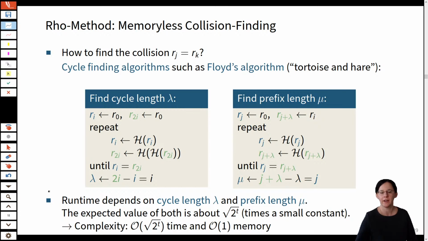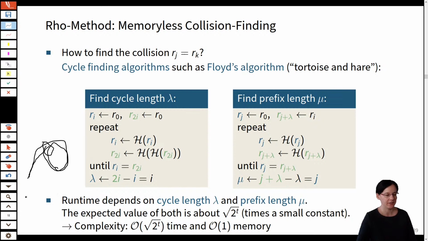So how does the Floyd algorithm work? It actually has two separate steps. First, it tries to find out what the length of the cycle is that I have. So if I draw the cycle again here, first it tries to find the length of this thing here, and then it tries to find the length of the prefix. And if it knows both those things, then it can easily find the meeting point here.